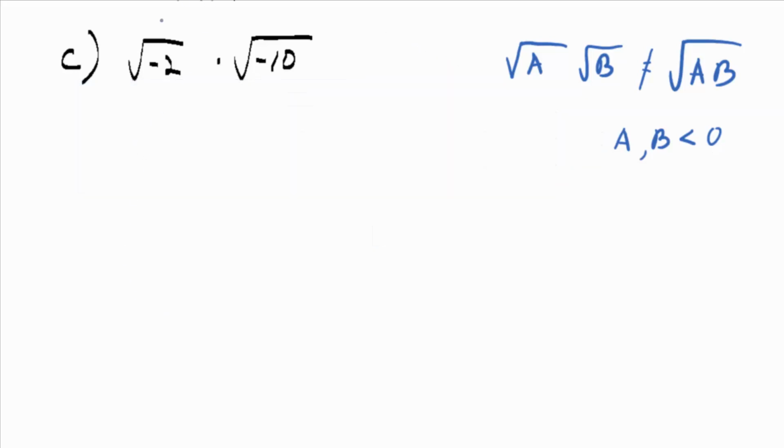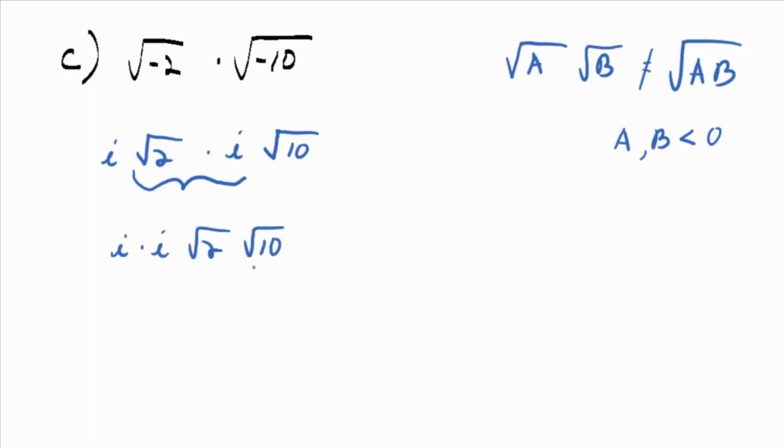What do you get? i times root 2 times i times root 10. Now reorder the multiplication. In the middle, you can make it i times i. Whoops, let me write it as i times i, and then square root of 2 times square root of 10. Now when a and b, the numbers underneath the radicals, are bigger than 0, you can go ahead and combine into one big radical, can't you? So you could make the square root of 2 times the square root of 10 the square root of 20.